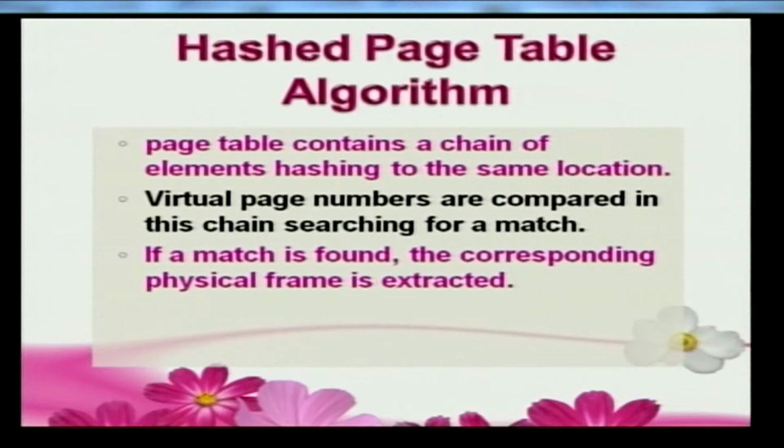Virtual page numbers are compared in this chain searching for a match. There would be more than one element possible, and therefore obviously there would be a match found in the chain of elements available. If a match is found, the corresponding physical frame is extracted. If a match is not found, as usual in the paging mechanism, a page fault is generated. This page fault will be sensed by the operating system by the generation of a trap, and the page fault is handled at a later time using different mechanisms. Those handling mechanisms would be discussed in the future slides.